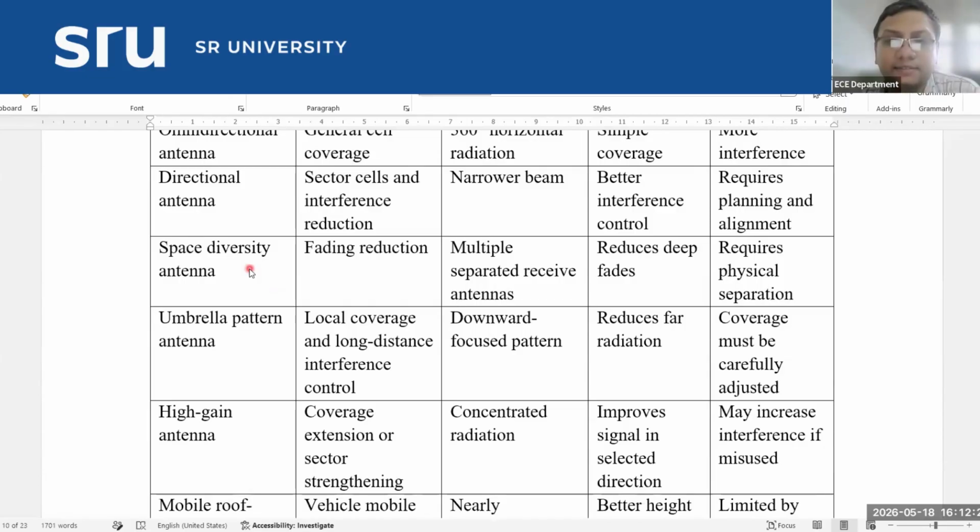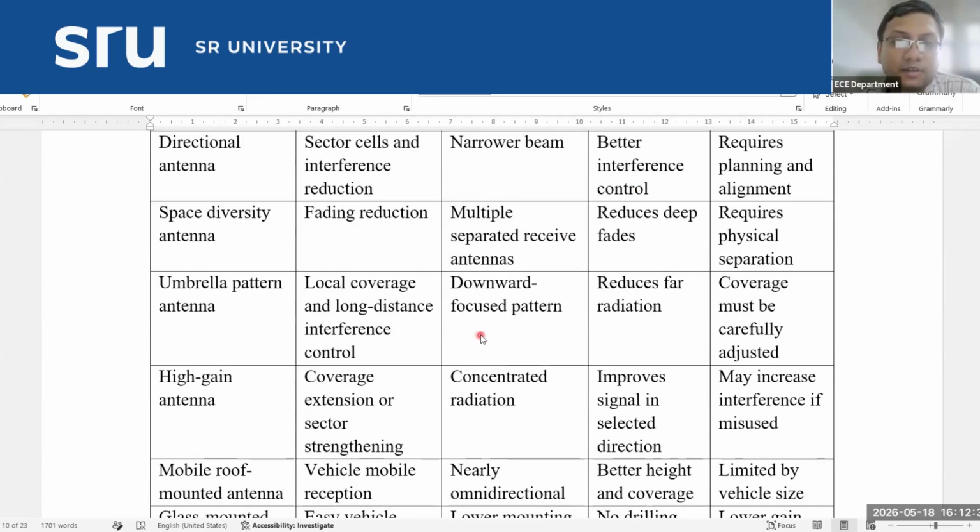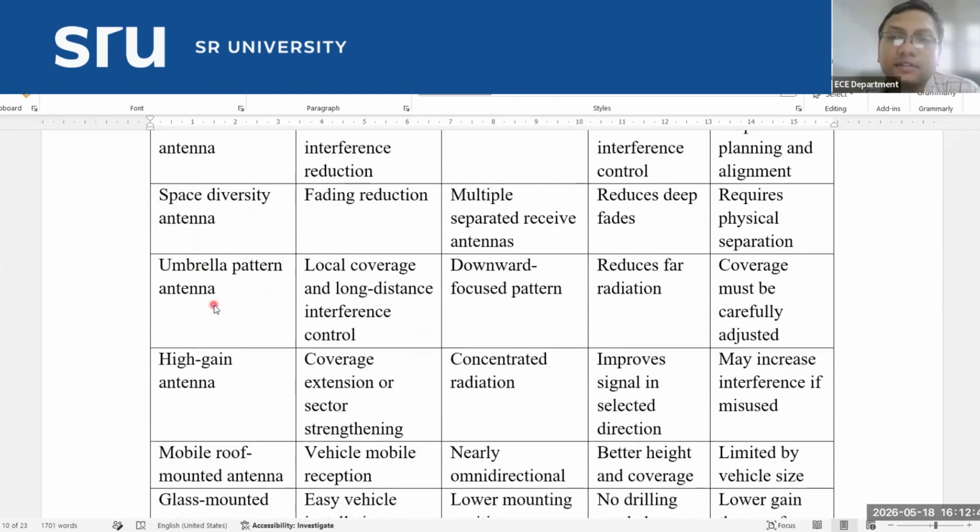Next comes the space diversity antenna. The space diversity antenna reduces fading, but multiple receivers are used in it. Then the umbrella pattern antenna. The umbrella pattern antenna is a strategy to shape the antenna radiation pattern towards the ground while maintaining a minimum coverage that is just enough to cover the horizontal portion of the cell. So the local coverage will be ensured, but the long distance coverage will be restricted. And in this way, we can reduce the interference problem.